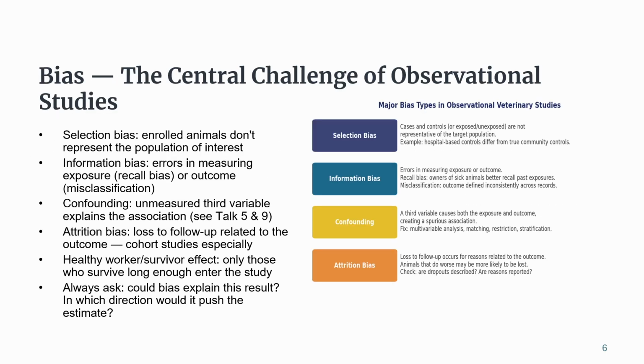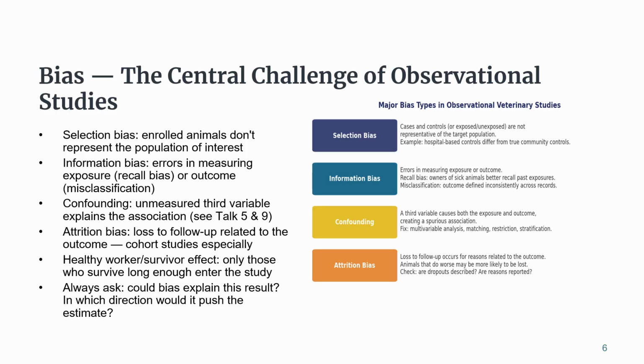This is the defining challenge of every observational study, and it's worth spending real time on it. Selection bias enters when the animals who end up in your study are not representative of the population you're trying to study. In a hospital-based case control study, your controls are animals that happen to present to a referral hospital for something, which makes them systematically different from the average dog or cat in the community.